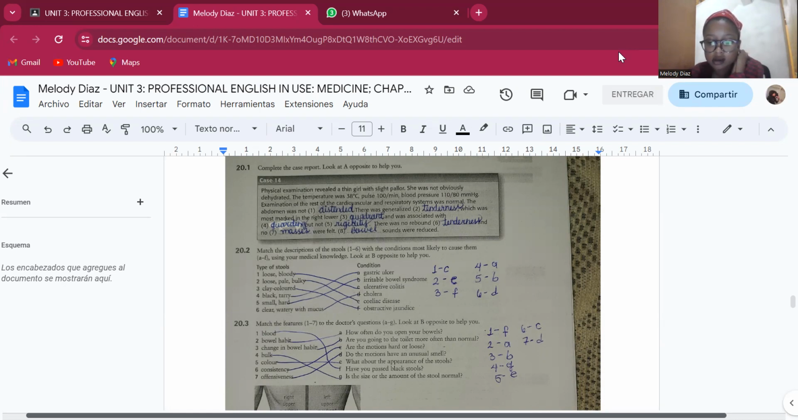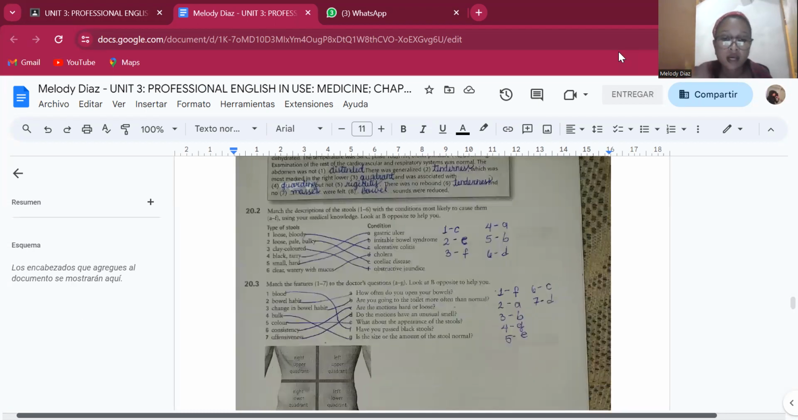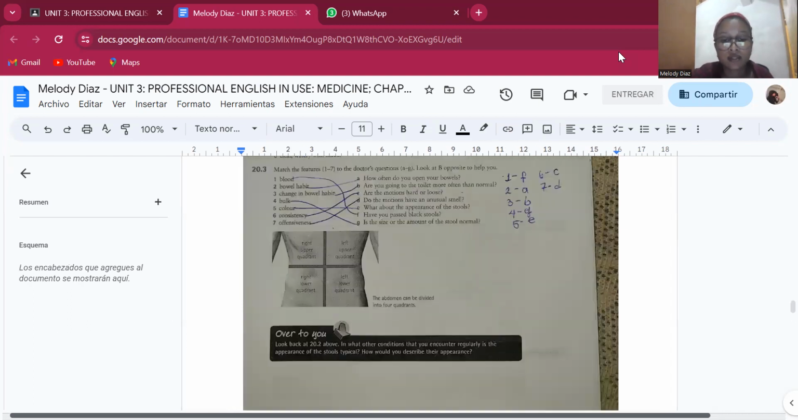Number 6, consistency. Are the motions hard or loose? Number 7, offensiveness. Letter D, do the motions have an unusual smell? Right upper quadrant, left upper quadrant, right lower quadrant, left lower quadrant.